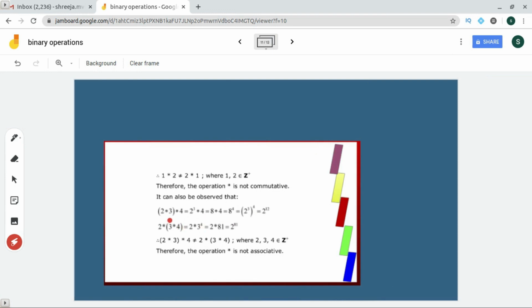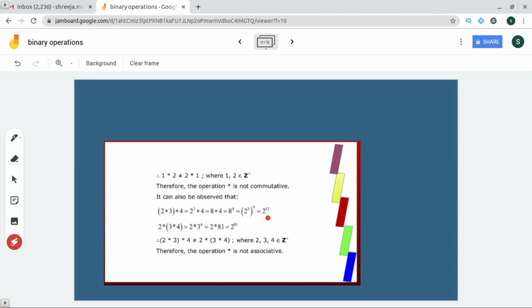Now associativity. (2 star 3) star 4. 2 star 3 is 2 raised to 3, star 4, that is 8 star 4, 8 raised to 4. That is 2 raised to 3 raised to 4, which is 2 raised to 3 into 4, 12. Now 2 star (3 star 4), 3 star 4 is 3 raised to 4. So 2 star 81, 3 raised to 4 is 81. So 2 raised to 81.